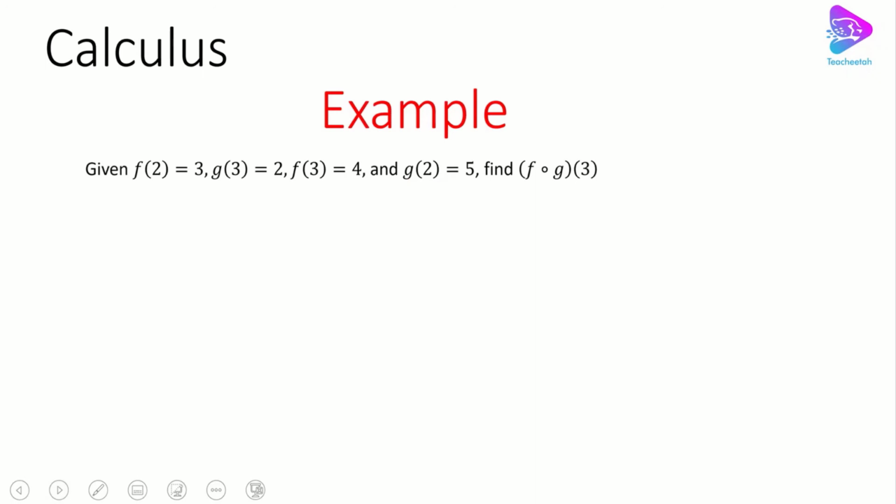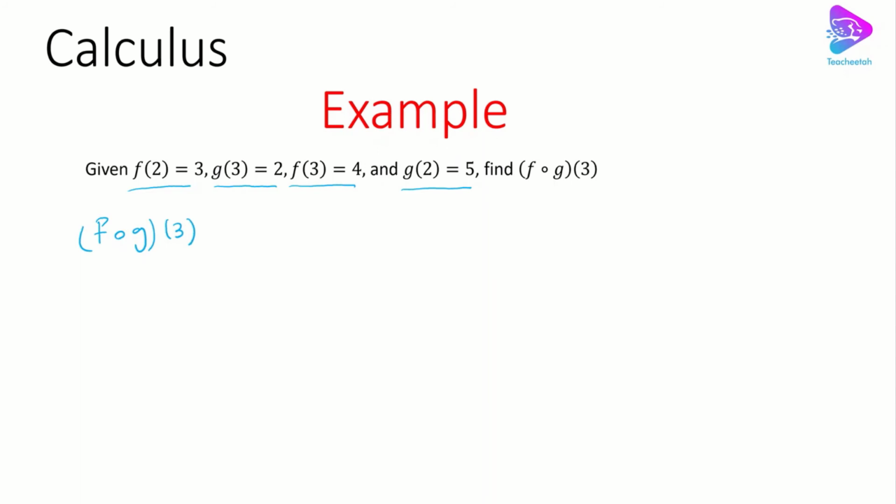Let's look at the second example that we have for today. The second example is saying that we have f of 2 equals 3, g of 3 equals 2, f of 3 equals 4, and g of 2 equals 5, and we are looking for f of g of 3. So we want to find f of g of 3.